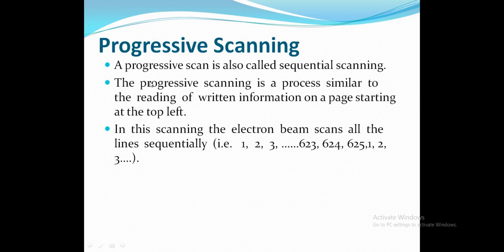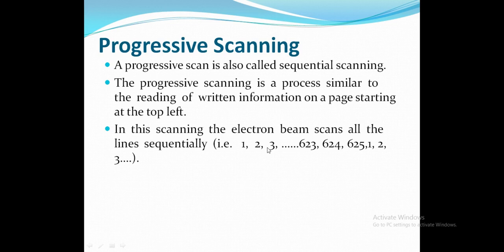Here the lines are scanned sequentially from 1 to 625, which is called progressive scanning. Progressive scanning is also called sequential scanning because it is a process similar to reading written information on a page starting at the top left. That is the same as we have discussed in horizontal scanning also, line by line we will read. So the same process: lines are scanned sequentially from 1 to 625.